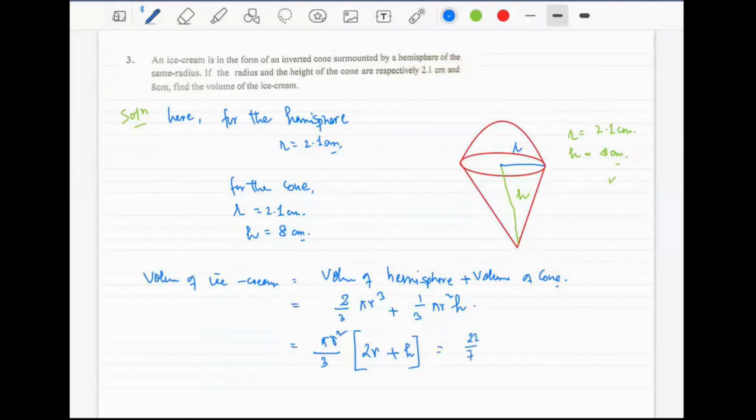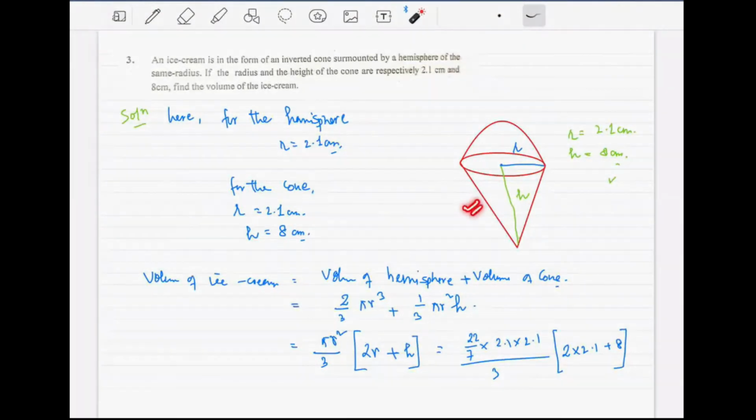22 by 7 into r square is how much? 2.1 into 2.1 divided by 3. Now we can put in the value in here also. Instead of r, it's 2.1. Instead of h, it will be how much? It will be 8. So 2 into 2.1 plus 8. Whatever can be cancelled, we are going to cancel out later on. So for now, we just copy it to here. We will have 3 more steps for the calculation.